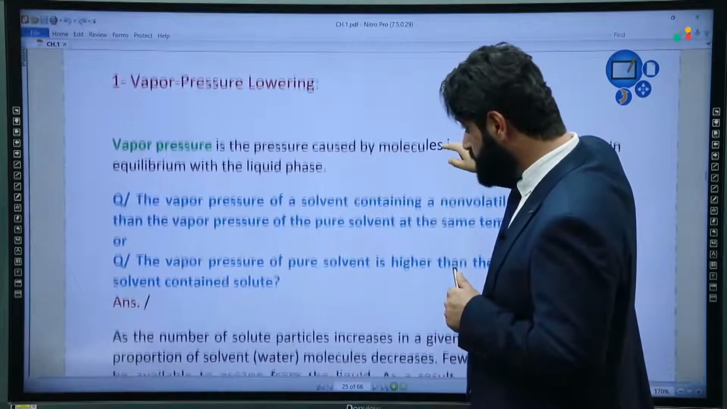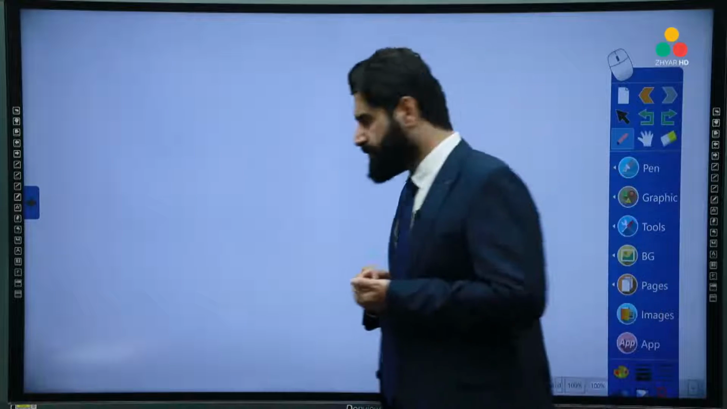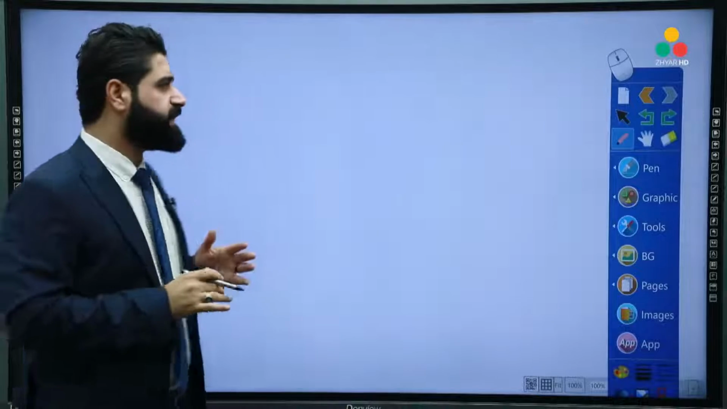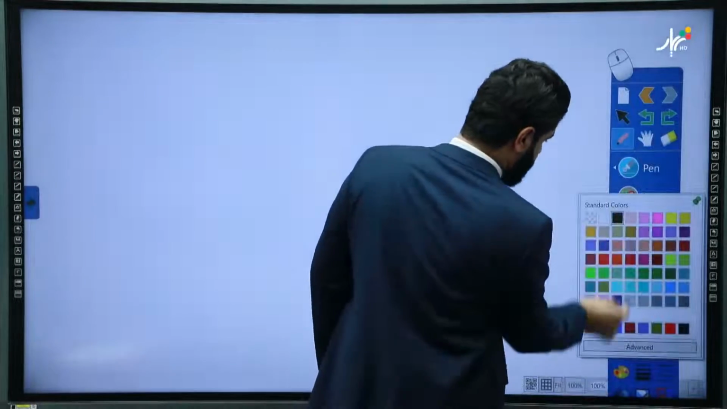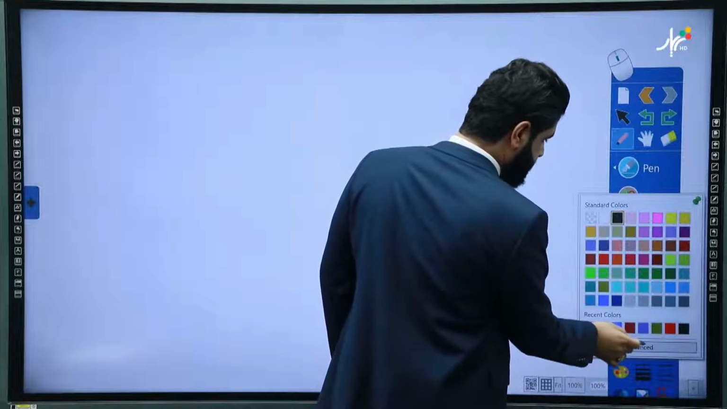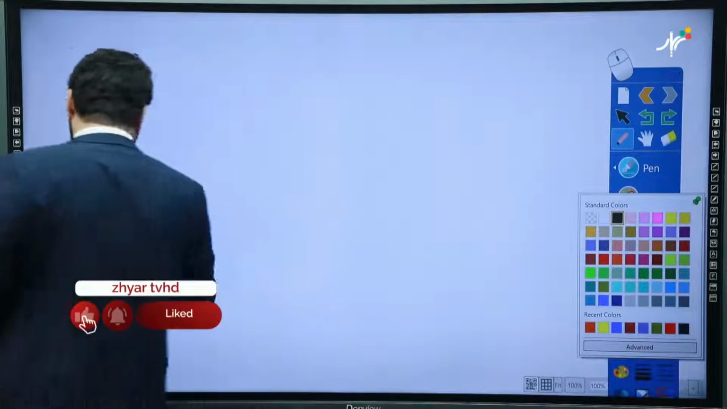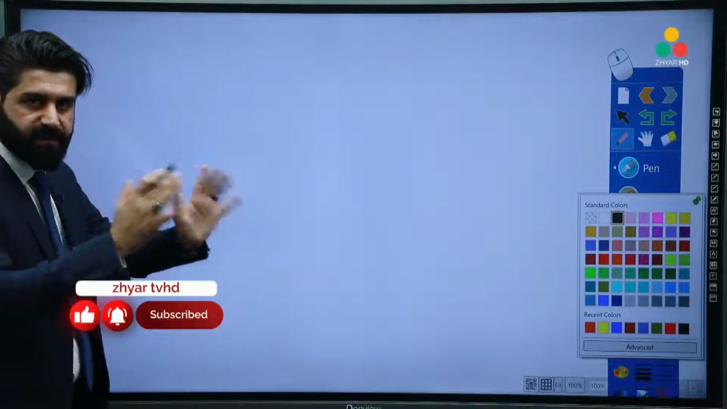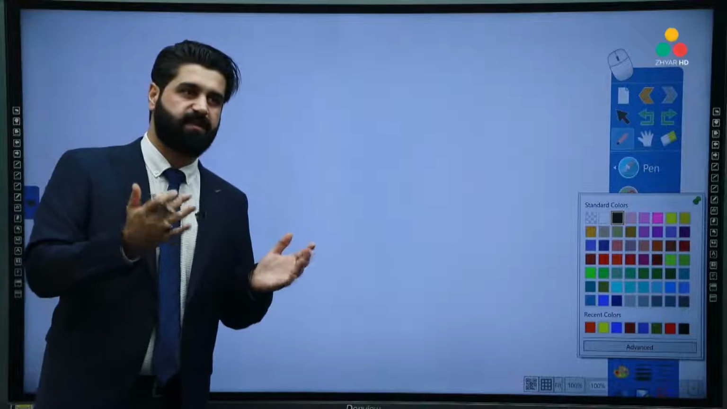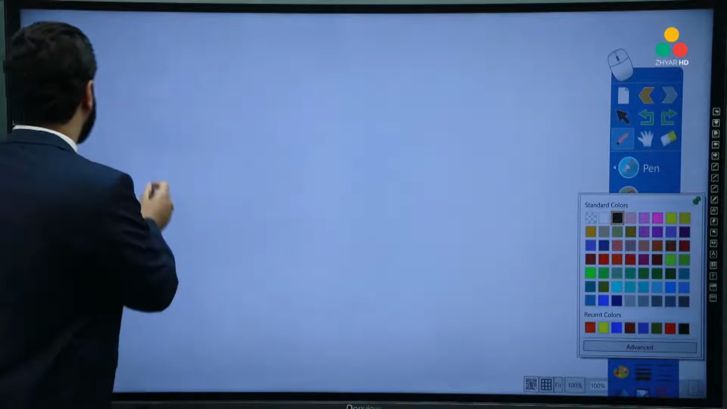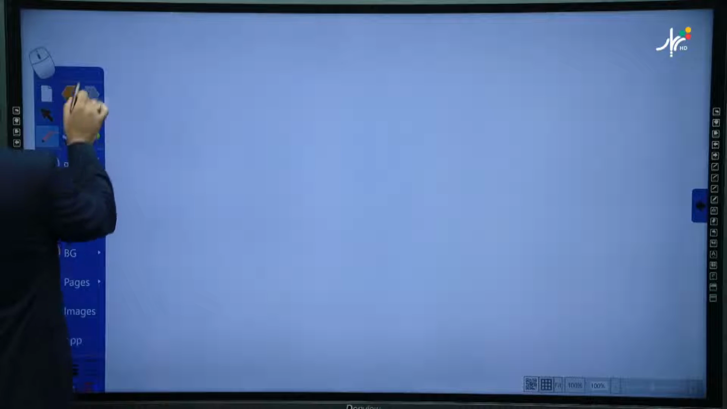Good. Before reading anything, I prefer to open a new page, okay? Because if I draw something, it's better for you and you can understand very easily compared to reading the phrases in my pamphlet. As I told you, you have to compare a pure solvent to a solution. I mean, the same solvent, but after something is dissolved in it.